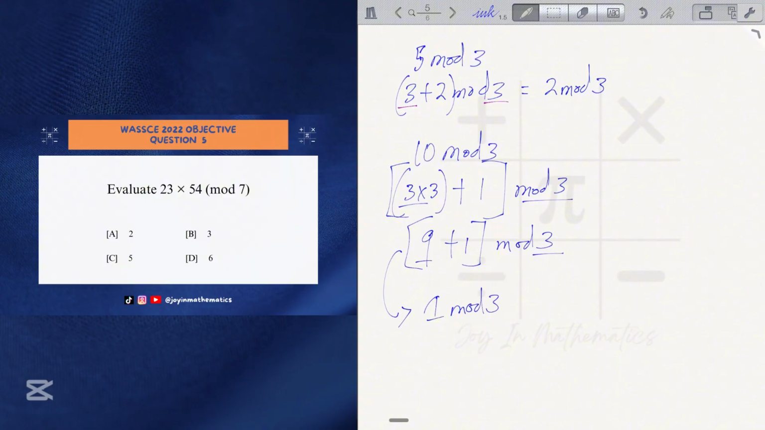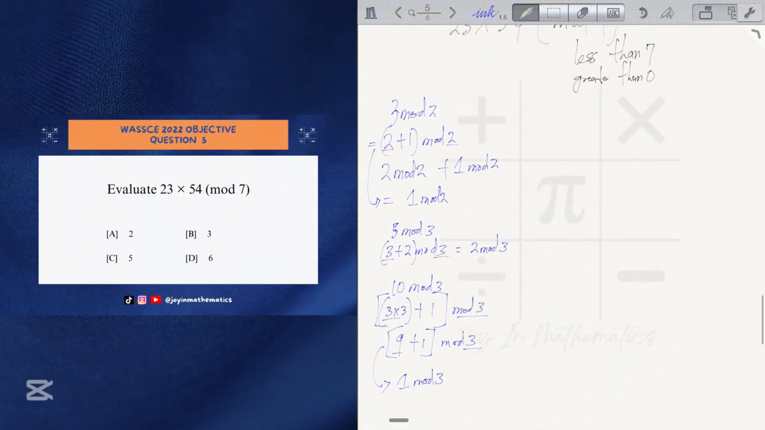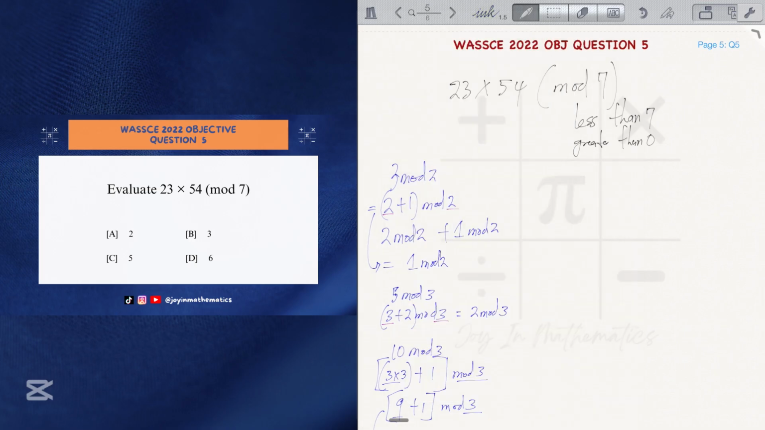Now let's go back to the question. The question says 23 multiplied by 54 mod 7. So the first thing we will do is to multiply this out. Multiplying this out, we'll have 1242 mod 7.